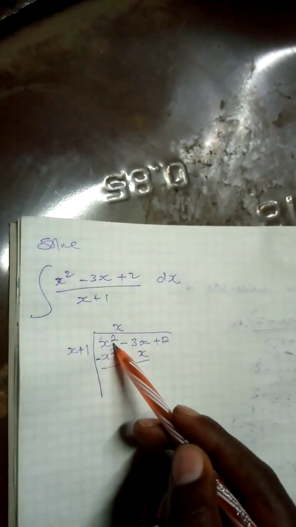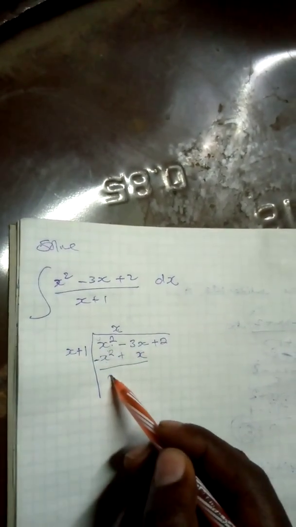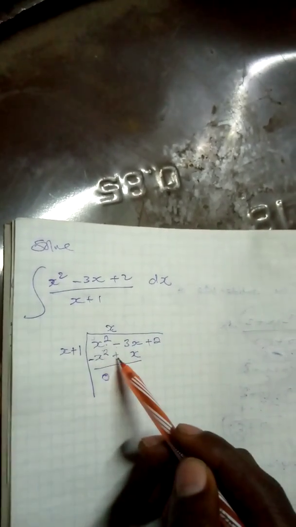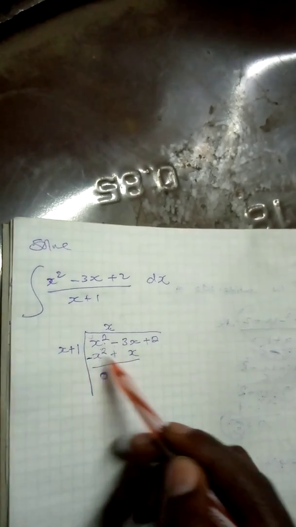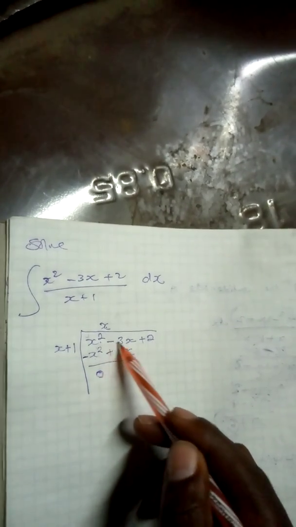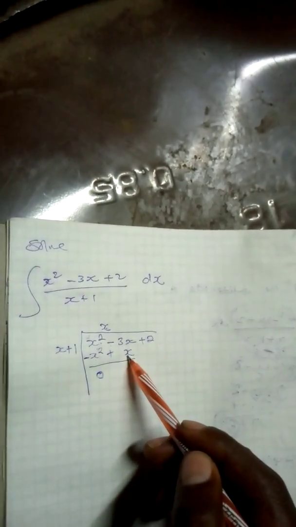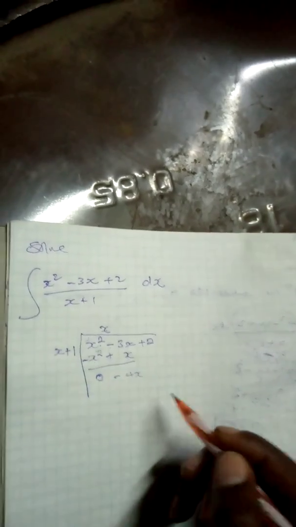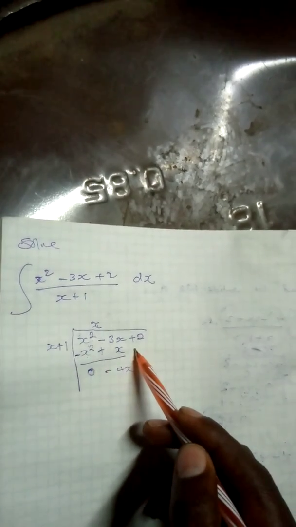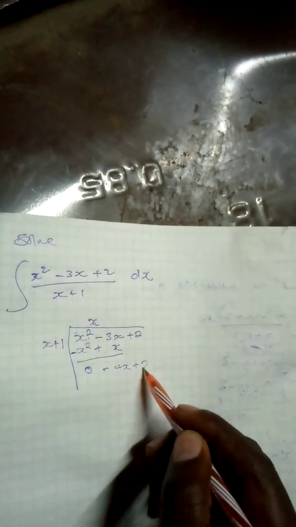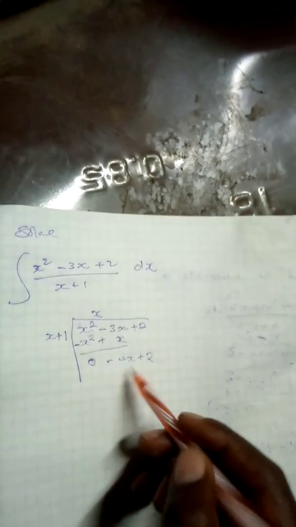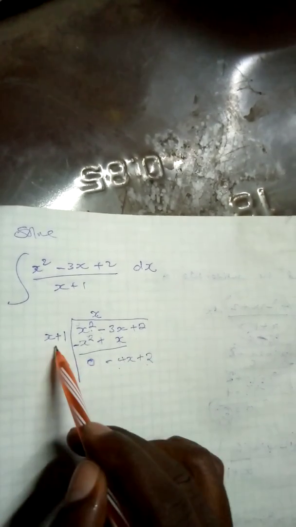So what are we getting? x squared minus x squared, you're going to get 0. And then we have negative 3x minus positive x. When negative and positive precede each other, we replace with a negative. So we are going to have negative 3x minus x, which is going to be negative 4x. Then here we have positive 2 minus nothing, that is 0, and we are going to remain with our positive 2. Then we now have negative 4x plus 2, which we are dividing.